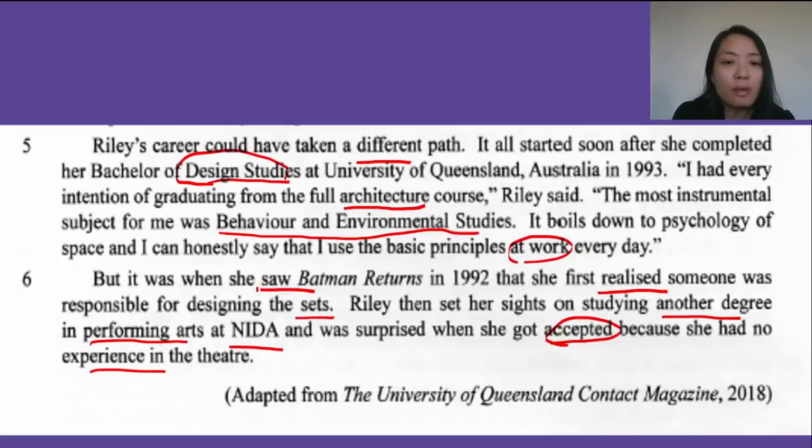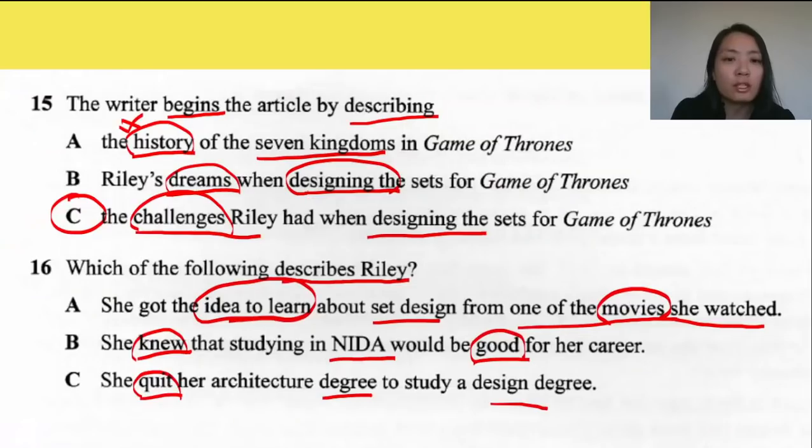She saw this Batman Returns, all right? And then she wanted to study another degree at this place, all right? So she saw a movie and then she realized that she wanted to study another degree. So it's possible that it could be A. If you go back to the question again, okay? So she had the idea because of one of the movies that she watched.